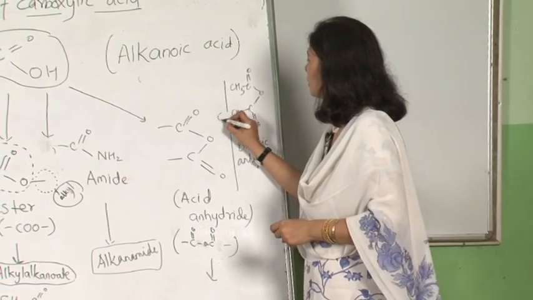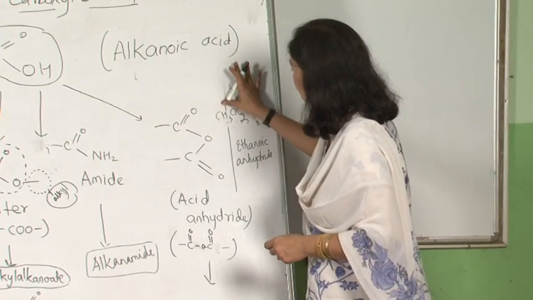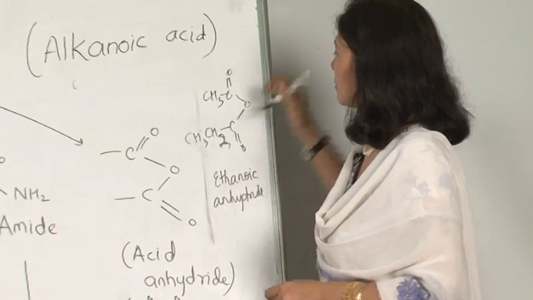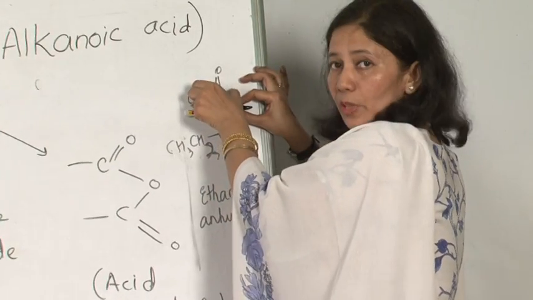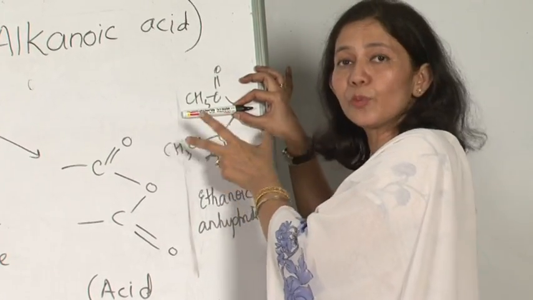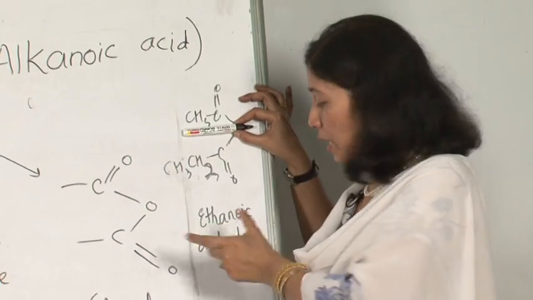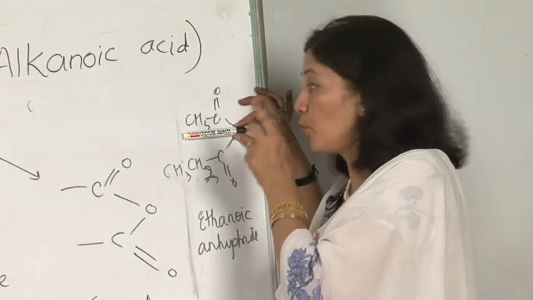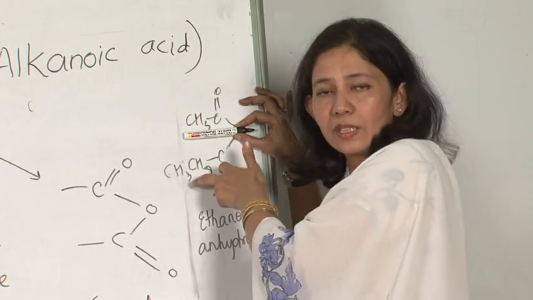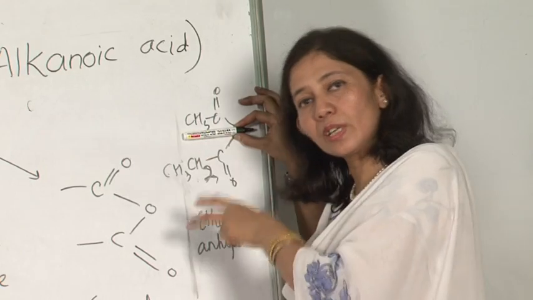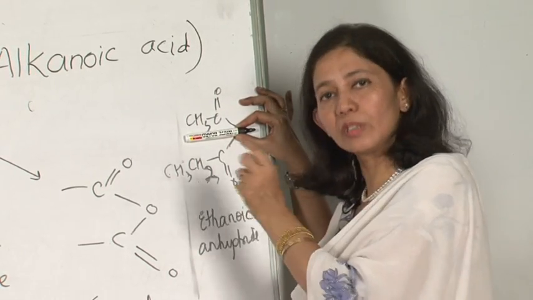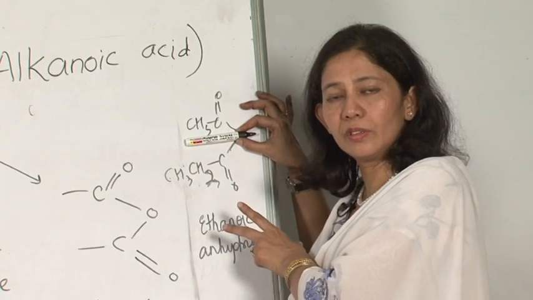Suppose the structure given in the question paper is like this. I have 2 different acids. 2 carbon atoms is ethanoic, 3 carbon atoms is propanoic. Now the doubt is, should I write the name ethanoic anhydride or propanoic anhydride? Whenever 2 different acids are involved, write down both the acids in alphabetical order. So ethanoic propanoic anhydride. I hope it is clear.